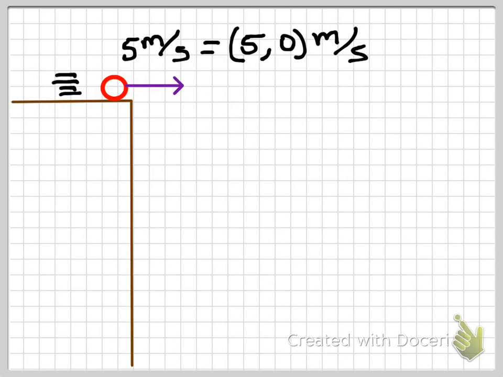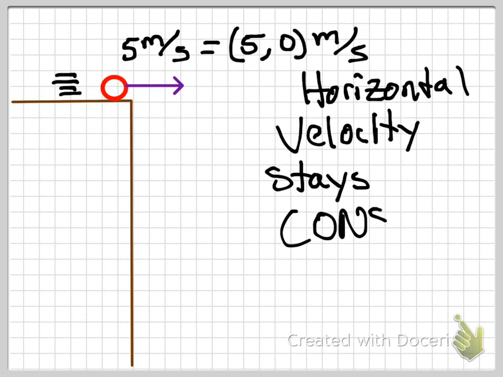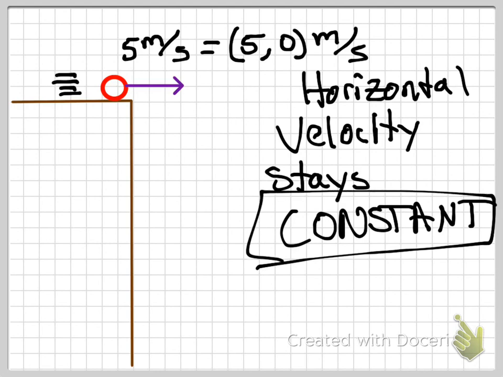So the key thing to know about projectile motion here in terms of horizontal velocity is that horizontal velocity stays constant. And I'm going to box that. Horizontal velocity stays constant. Springer in the background sneezing. So horizontal velocity stays constant.